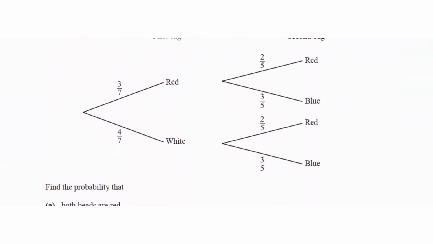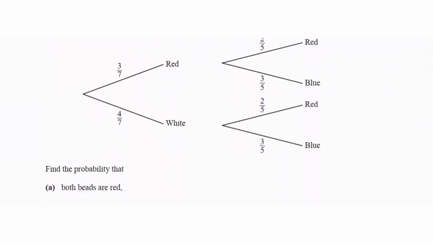So for both beads to be red, we're going to follow this route. We start from here and we go there. That's going to be 3 over 7 times 2 over 5, which is 6 over 35.